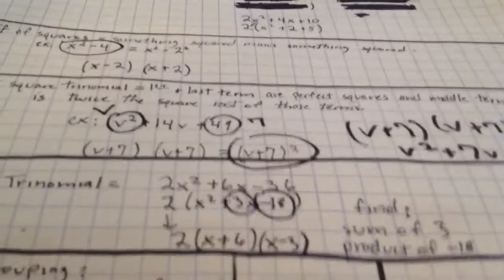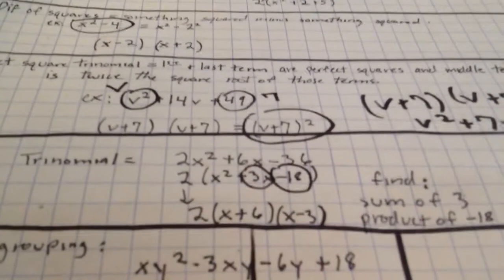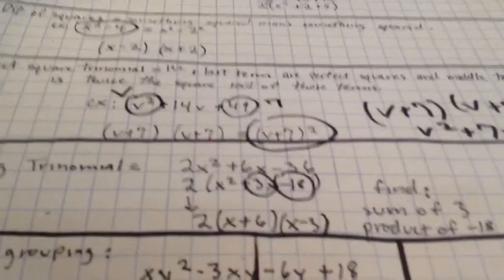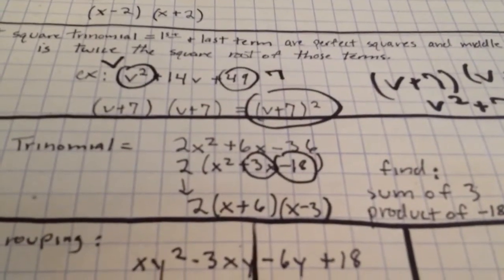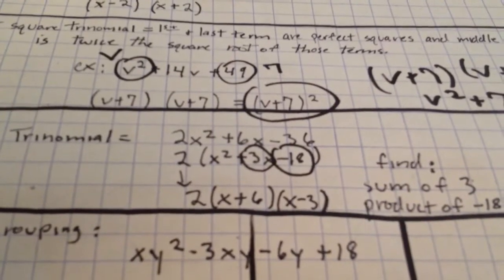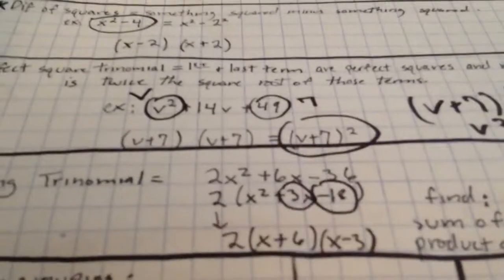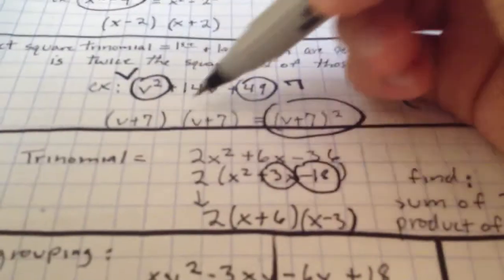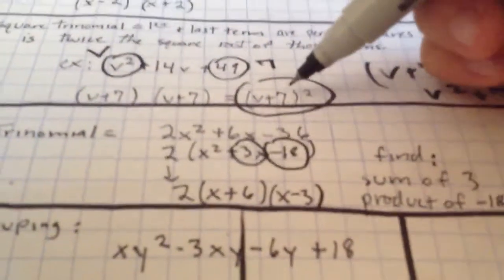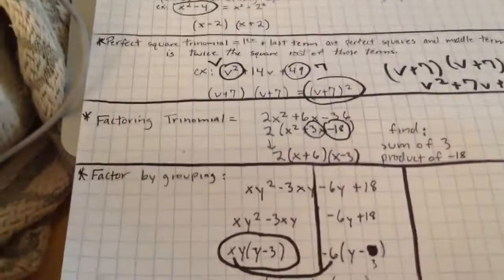And basically all you do is find the square root of each of those. The square root of v squared is v. The square root of 49 is 7. So those two numbers will add together to make 14v, and they will also multiply to make 49. So your answer would be v plus 7 and v plus 7, but you can just rewrite it v plus 7 squared for it to be all the way correct.